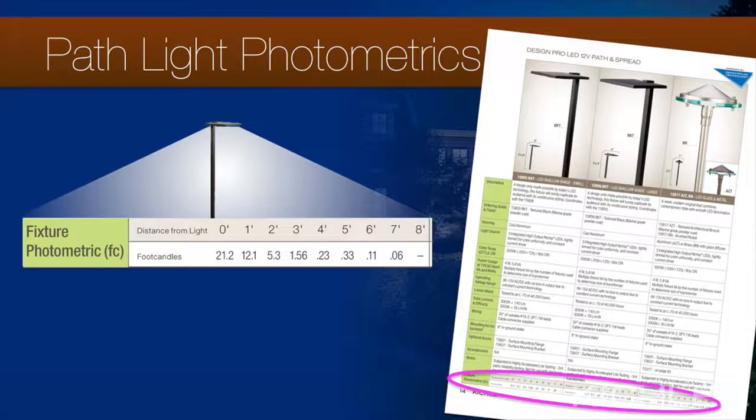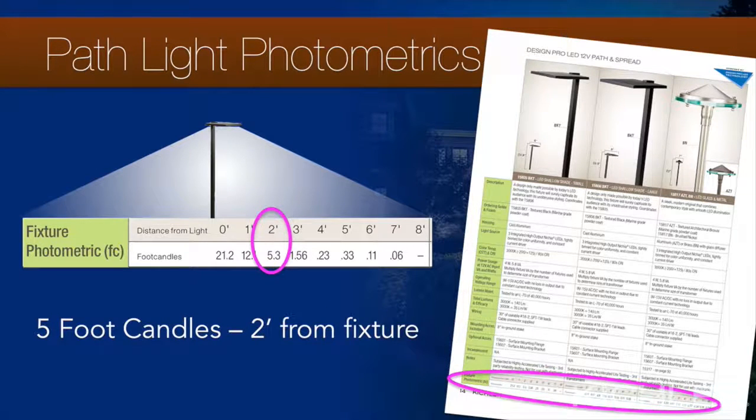Returning to our lighting performance chart, we can now read the chart to help us choose and place a fixture with an ideal foot candle value in mind. If we want to have 5 foot candles of light on a step, it would be a good idea to place the path light within 2 feet of the edge of that step.